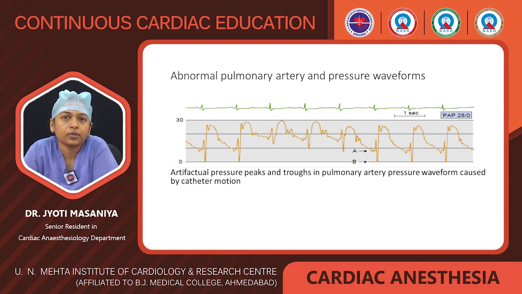This artifact occurred because the catheter resides in the right ventricle, and at the onset of systole, when the right ventricle starts to contract, that leads to excessive catheter motion, and that excessive catheter motion will produce this artifact. So, whenever this artifact occurs, we have to reposition the catheter.